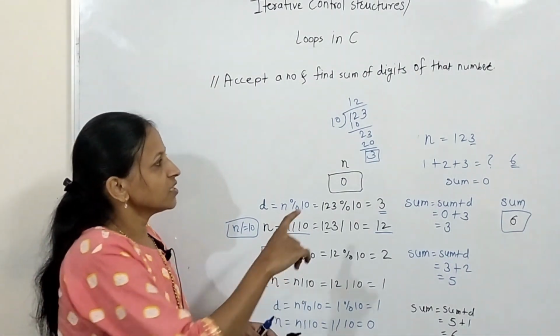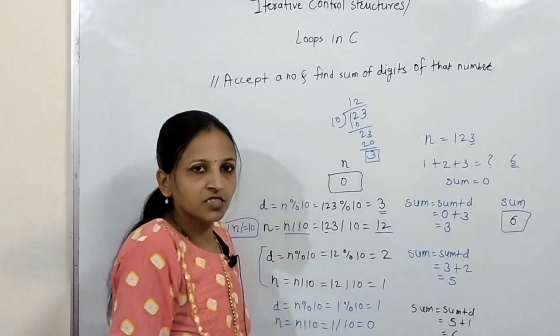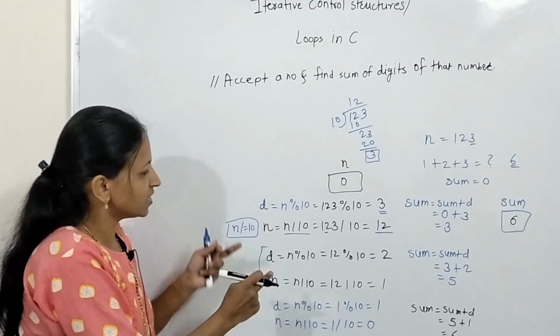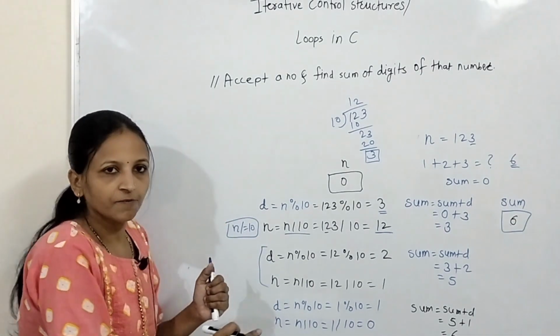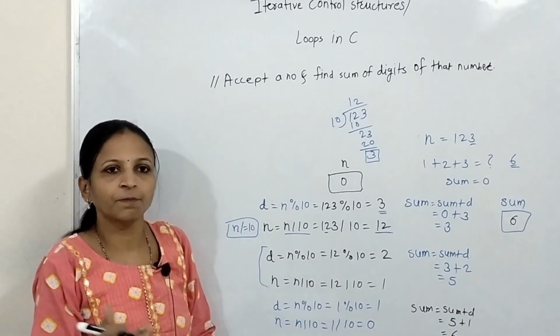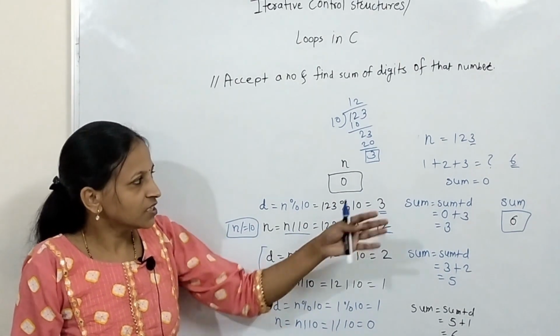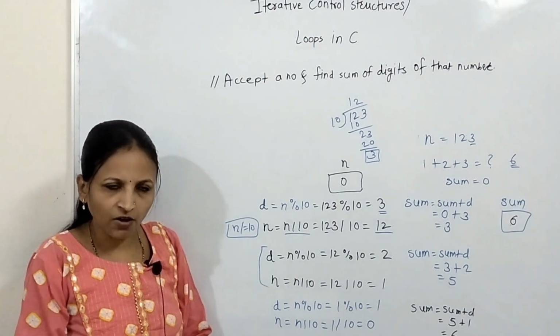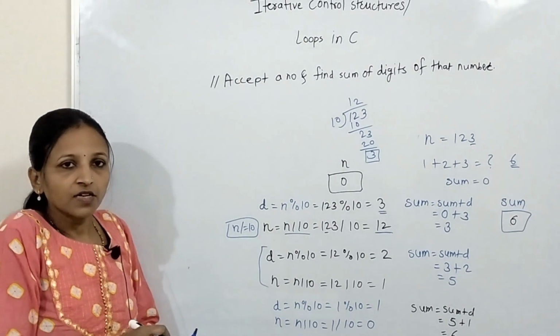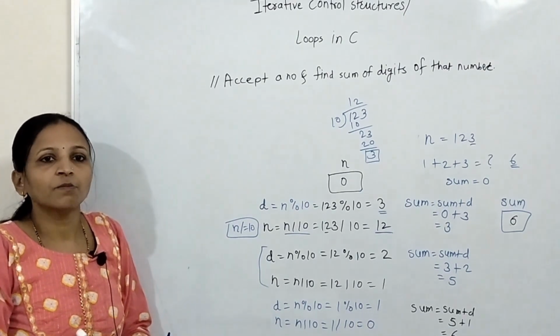Why? Because here the user can enter a 3-digit number. If the user has entered 3 digits, the process should be repeated 3 times: first, second, third. If the user is entering a 2-digit number, this process should be repeated 2 times. If the user is entering a 4-digit or 5-digit number, the process should be repeated accordingly. Now here there is no fixed number of iterations.